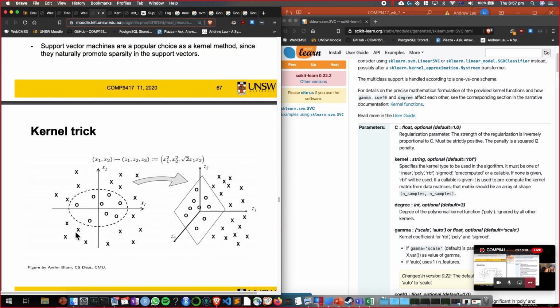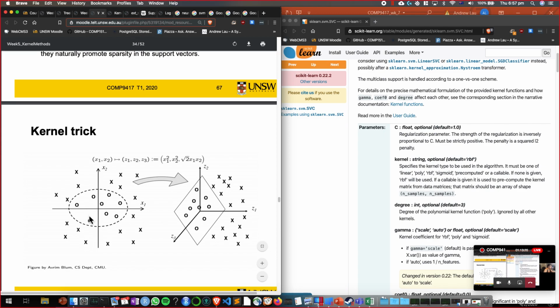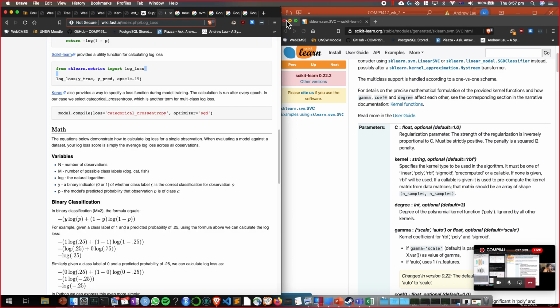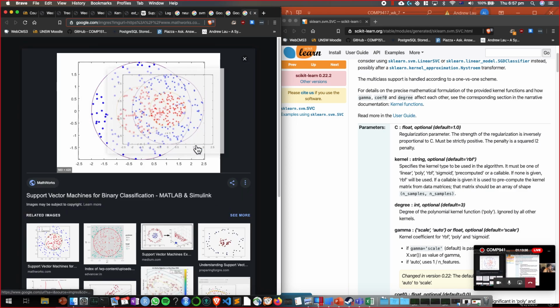There we go. This is basically the same data set. There's a cluster of one class in the middle, and then outside that circle, it's another class. If I could find something that plots in 3D, that might be easier to see, but it's kind of hard to see there, isn't it?